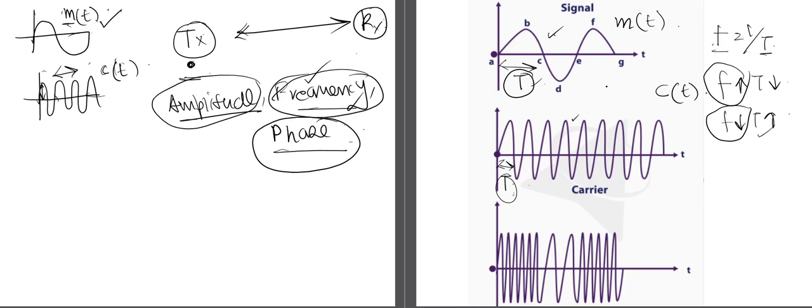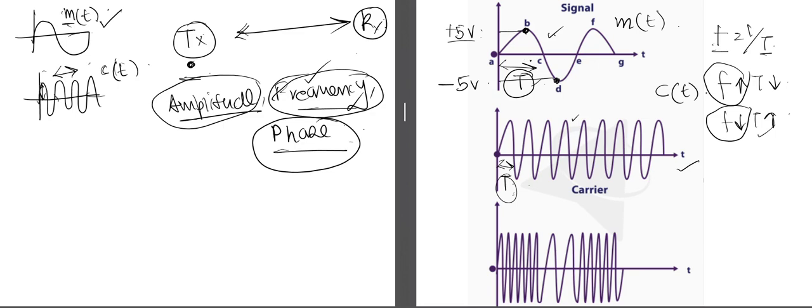What happens in frequency modulation is that the frequency of this carrier signal changes according to the amplitude of this message signal, and it changes like this. Suppose at this point the amplitude is at its peak value. This is the positive peak and this is the negative peak. I am assuming that the positive peak has a value of plus 5 volt, and the negative peak has a value of minus 5 volt.